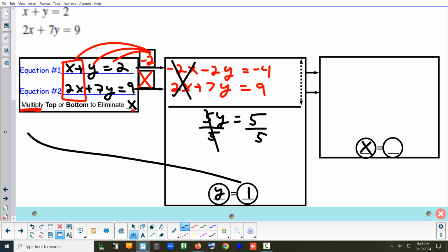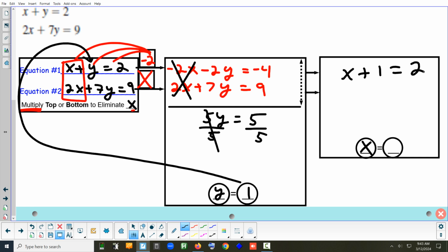So I am going to do the top one this time though. So fill in 1 for y. So you have x plus 1 equals 2. And now you're left with a relatively straightforward equation.